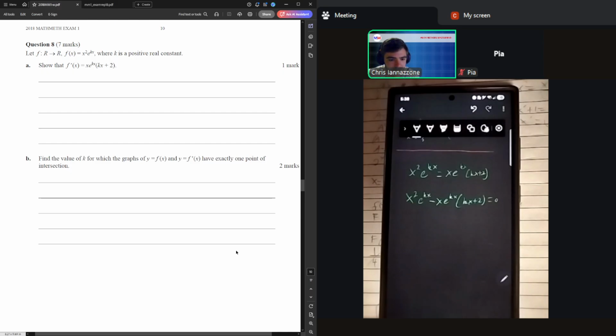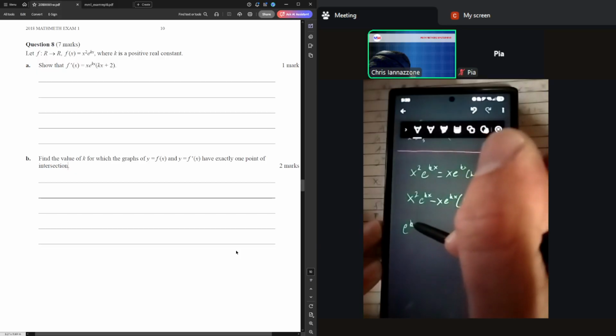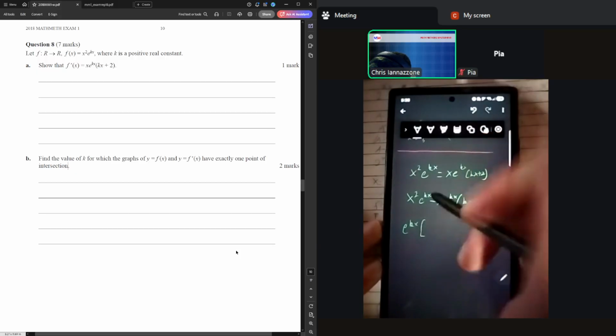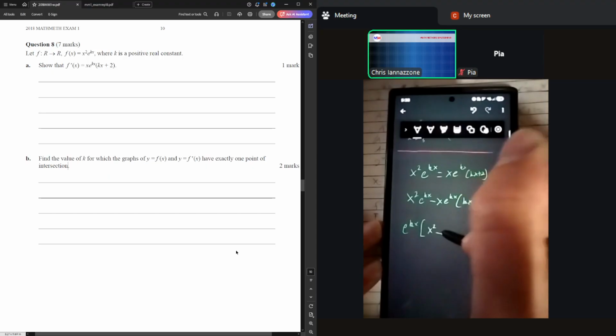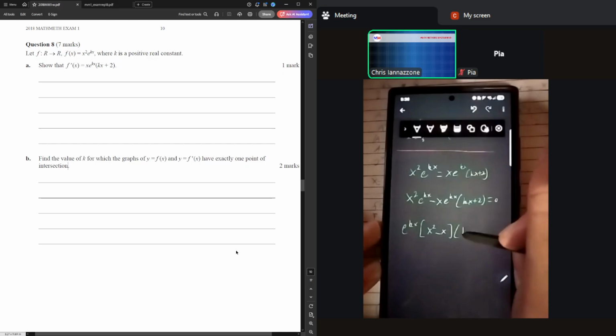A few common factors in there we could factorize. The e to the power of kx? Yep, definitely one of them. So e to the kx can come out the front, leaving x squared minus x in that set of brackets. And then you've still got the kx plus 2 over here.